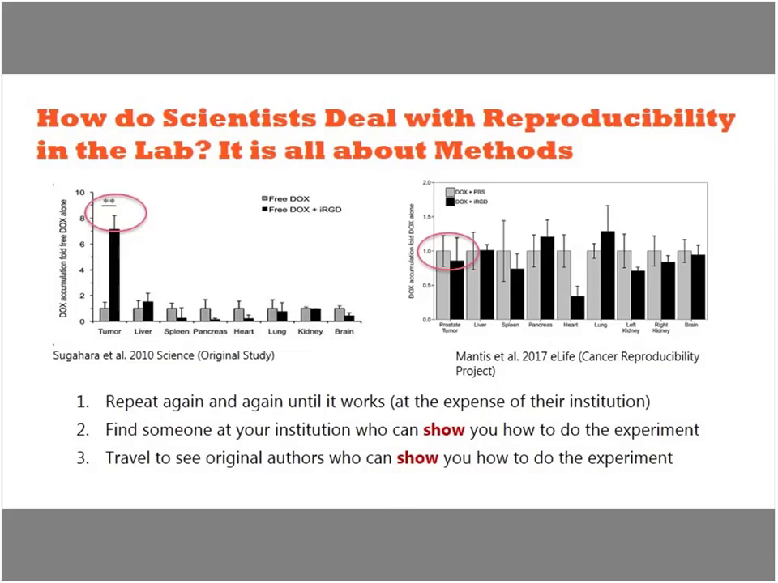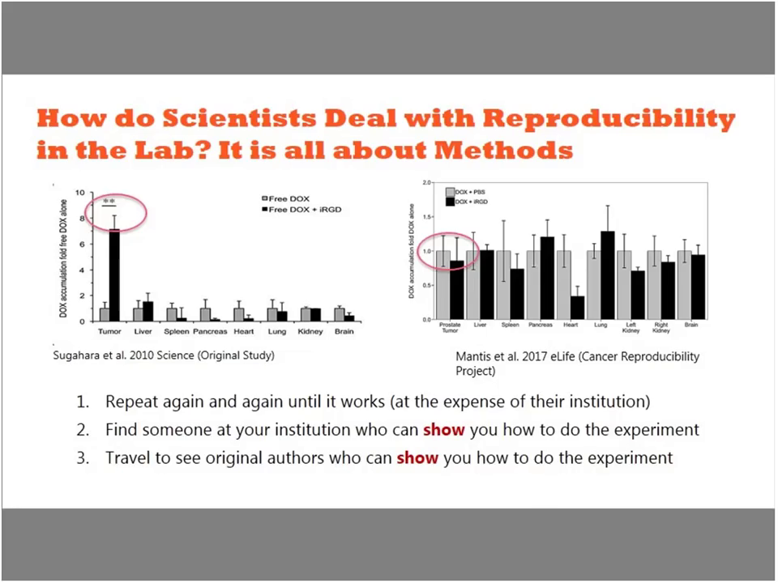At this point, I have to make a call. Am I an idiot? Am I bad in the lab? Can I get this to work? Or is there something wrong with the protocol? Maybe I'm not interpreting this correctly. And the thing that's important here is that I am not unique in this scenario. This is not a unique problem. All scientists face this at some point in their careers.